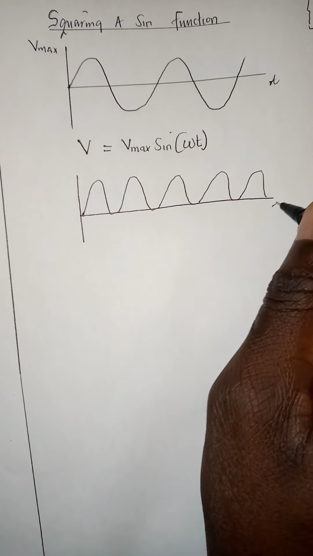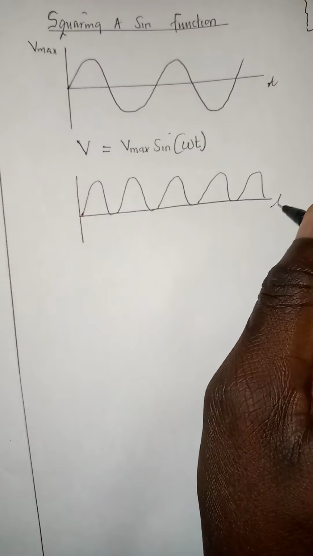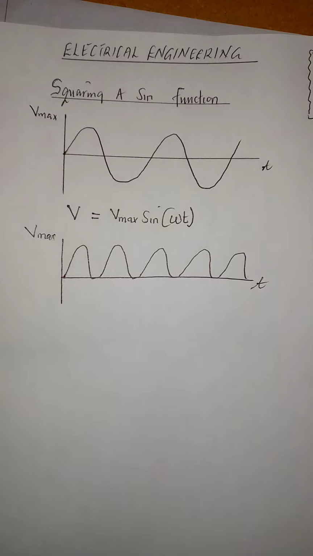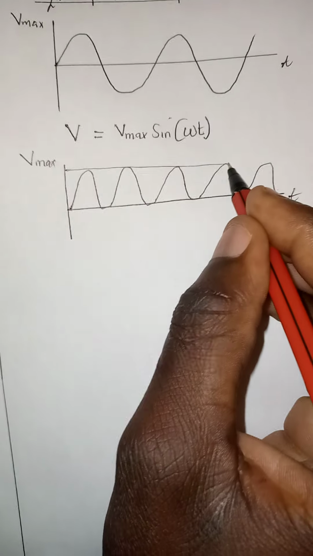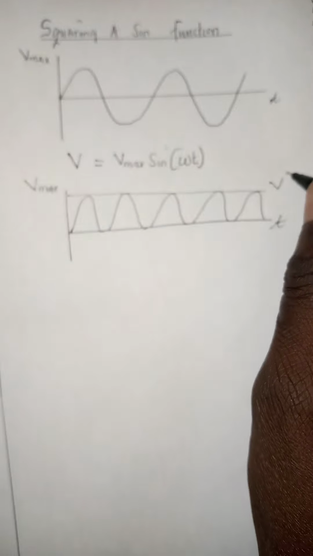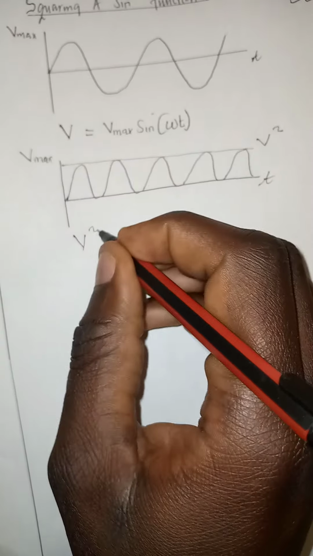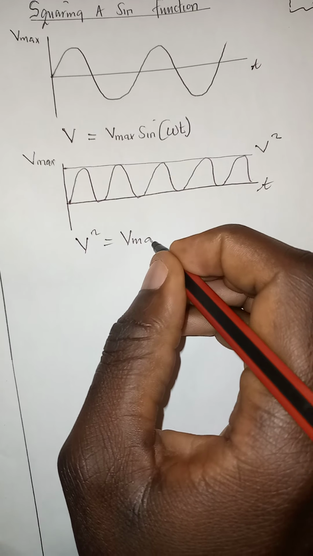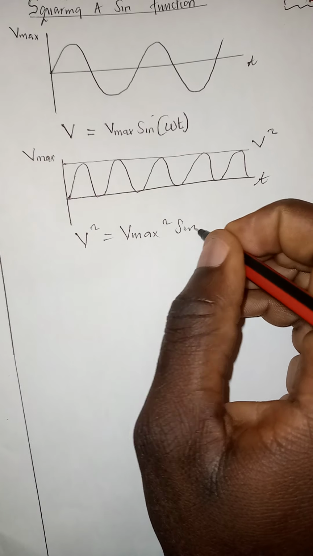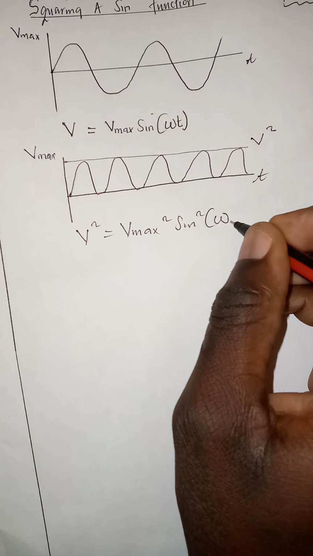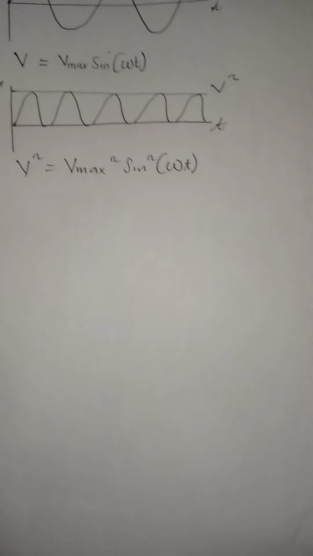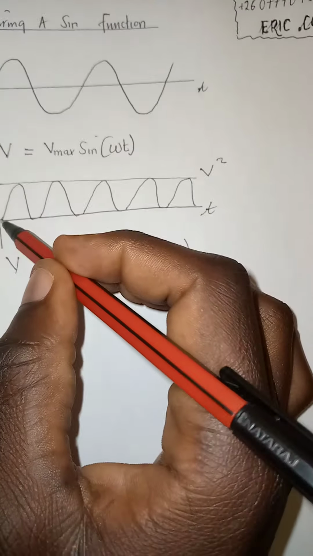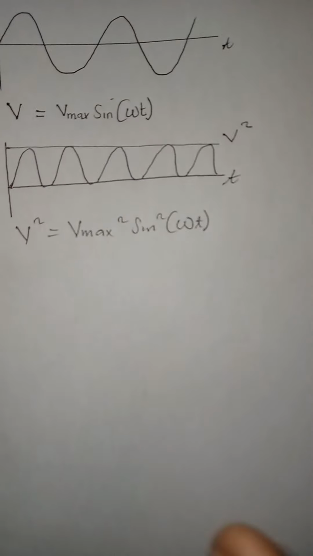Continue. This is time. This is voltage maximum. So this is the squared, v squared. So this formula will definitely change to v max squared sine squared with the angle inside. So this is how it looks if I square it. This is the squared function graph of a sine.